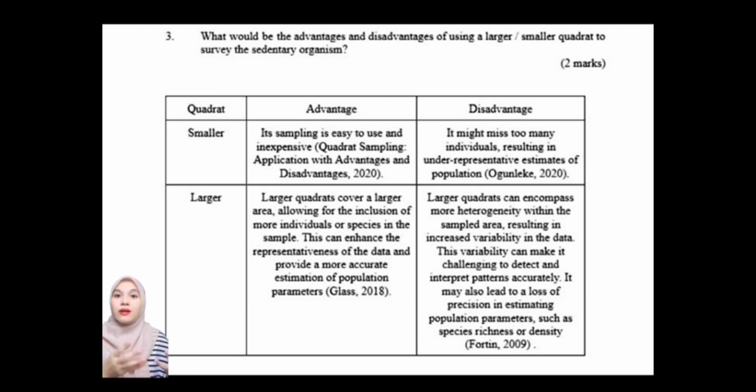For the disadvantages of smaller quadrats, it might miss too many individuals, resulting in less representative estimates of the populations. Furthermore, for larger quadrats, the advantage is that they cover a larger area, allowing for the inclusion of more individuals or species in the sample. Next, the disadvantage of larger quadrats is that they can encompass more heterogeneity within the sample area, resulting in increased variability in the data.